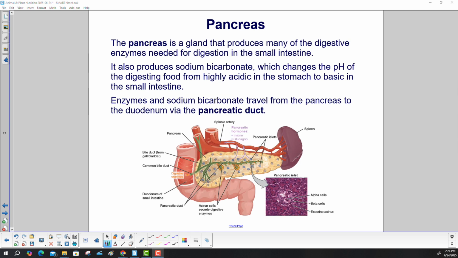The pancreas is a gland that produces many of the digestive enzymes needed for digestion in the small intestine. It also produces sodium bicarbonate, which changes the pH of the digesting food from highly acidic in the stomach to basic in the small intestine. Enzymes and sodium bicarbonate travel from the pancreas to the duodenum via the pancreatic duct.